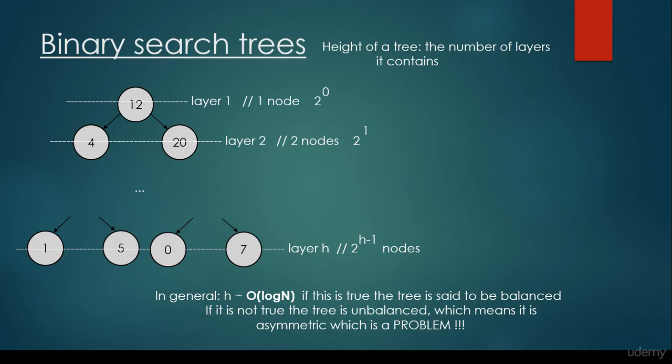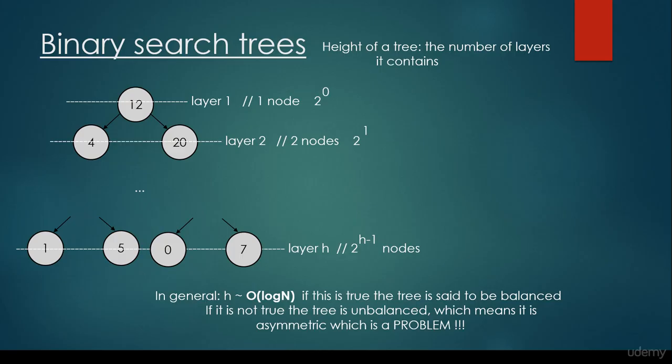Okay, what about the height of the tree? Basically, the height of the tree is the number of layers it contains. Layer 1 is going to contain a single node, so it has 2 to the power of 0 nodes. Layer 2 contains 2 nodes, so 2 to the power of 1 nodes. Layer h, basically h is the height of the tree, how many layers we have, is going to contain 2 to the power of h minus 1 nodes. In general, this h is going to be proportional to O(log n), so the logarithm of n.